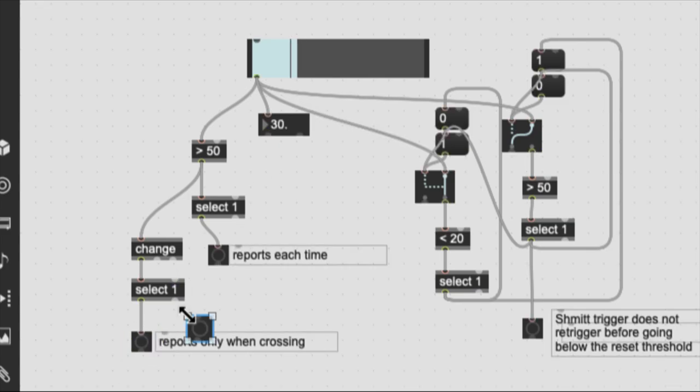If you want a backwards bang, that's not difficult. You essentially get everything else here. You can do a select 1 0 as well, and then you see I have a bang for coming back as well.